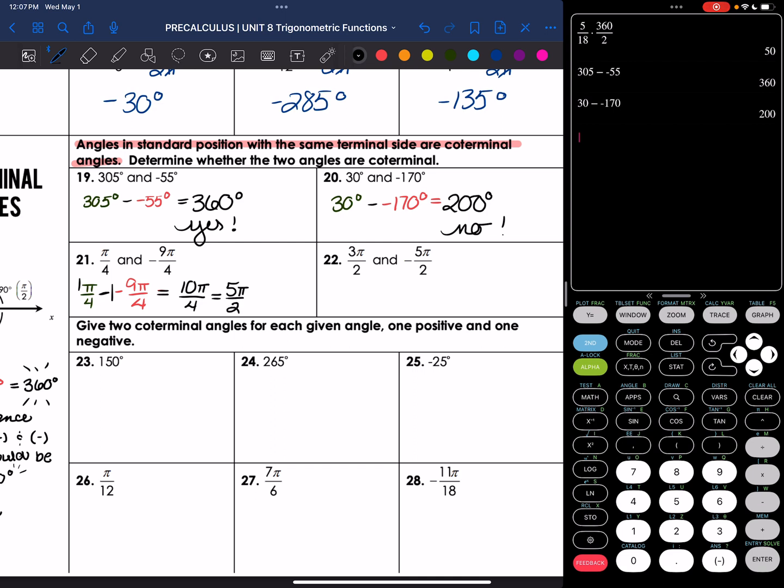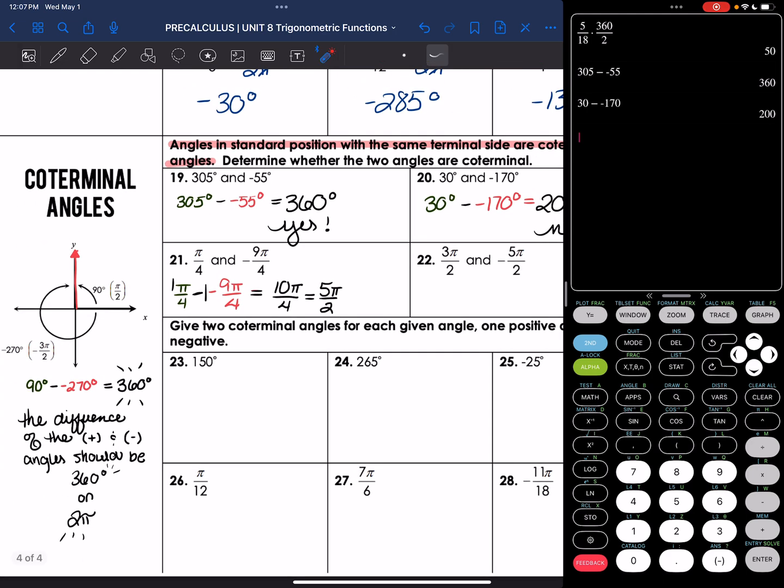5 pi over 2 would be to go 90 degrees past a full rotation. Each one of these is a pi over 2. So here's 1 pi over 2, 2 pi over 2, 3 pi over 2, 4 pi over 2, 5 pi over 2. That's not a full rotation. That's more than a full rotation. So this we would say no to.